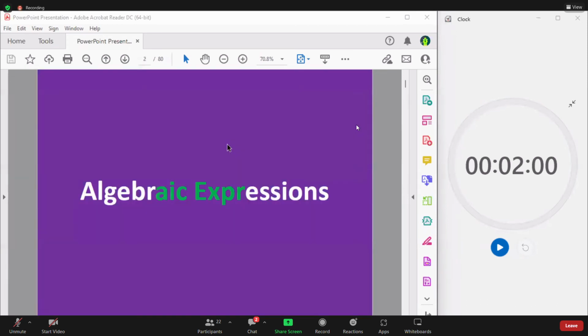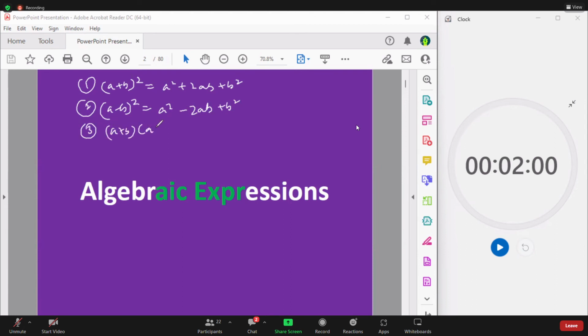Right. So I'll give you around 10, 11 formulas. If you do not know the formulas, please make sure that you write them down. The first one is (a + b) whole squared, which is a² + 2ab + b². Second one is (a − b) whole squared, which is a² − 2ab + b². Third one is (a + b)(a − b), which is a² − b².